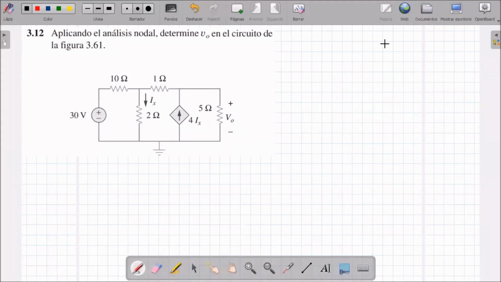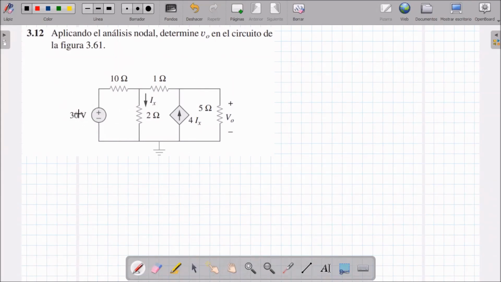Hello, good morning, colleagues. Today we are going to solve exercise 3.12 from the book Fundamentals of Electrical Circuits by Sadiku. In this exercise we are asked to determine the voltage V sub 0, which is marked in the circuit in the figure. First of all, what I always advise is to do a visual inspection to determine the possible current paths.